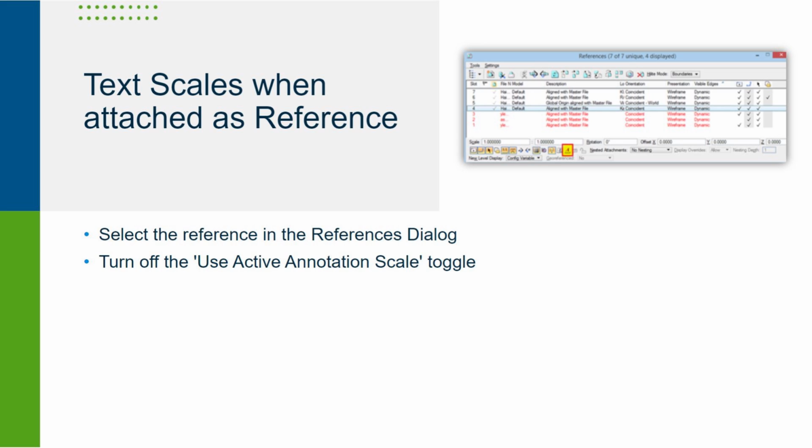So a lot of times the solution is just to toggle this on or off depending on your case. But what this will do is it'll force the reference to use the active design model's annotation scale. So this is a common troubleshooting step when you're working with these issues. So if you have really, really large text or really, really tiny text in your files that shouldn't be there, check this setting in your reference just to be sure that's not causing the issue.